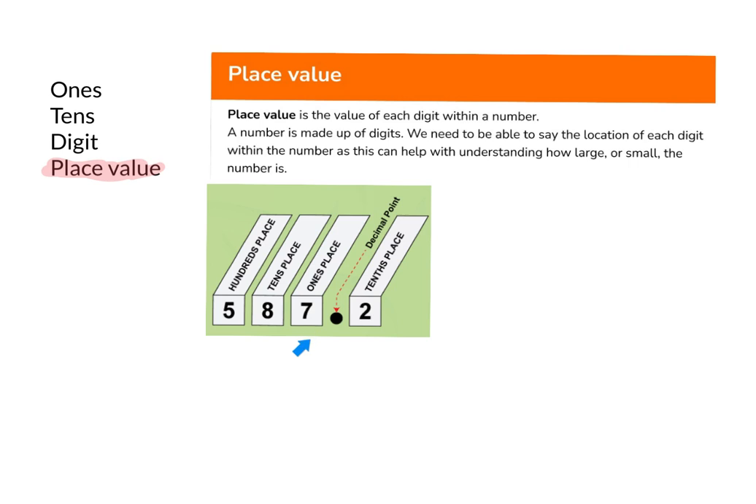In this example I have for you below, the digit number 7 is in the ones place, and the digit number 8 is in the tens place. This is your decimal point. The ones place is one spot to the left of it, and the tens place is two spots to the left of it.